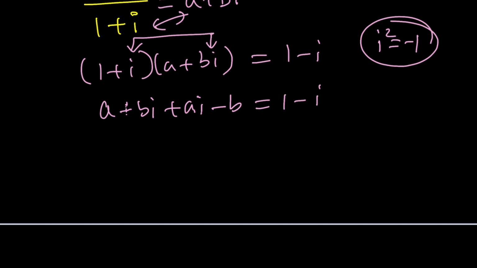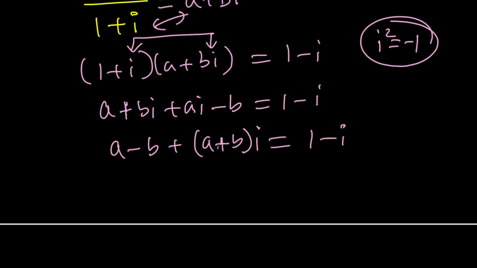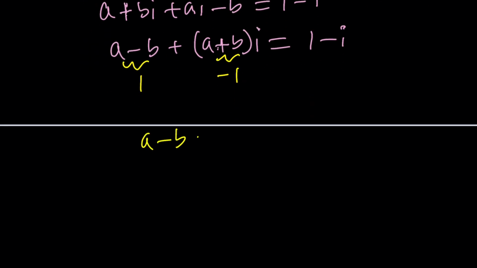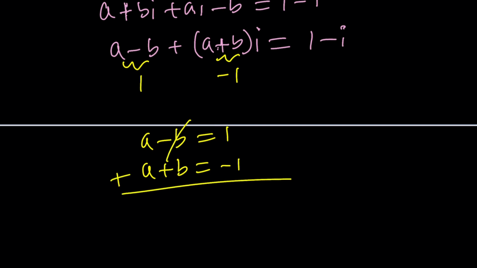Now let's go ahead and put this together. A minus b plus a plus b, that's going to be our imaginary part. And real parts equal real parts, imaginary parts equal imaginary parts, right? So this needs to be 1 and this needs to be -1. Let's go ahead and solve it as a system. This is going to be fun. So we're reviewing a lot of concepts from algebra. Now you add these equations up, you get 2a equals 0, which means a equals 0. Awesome. If a is 0, b is -1, right?